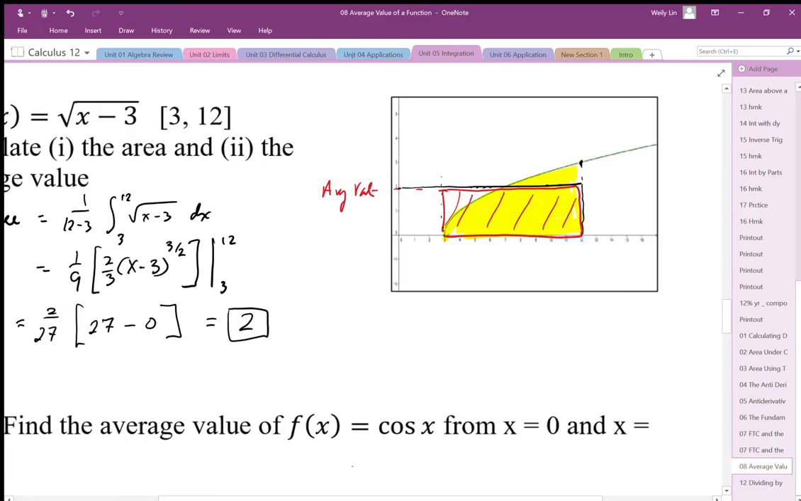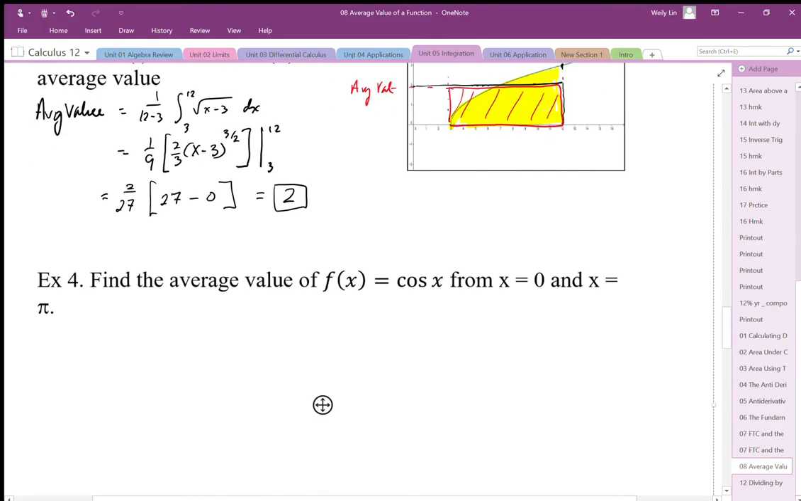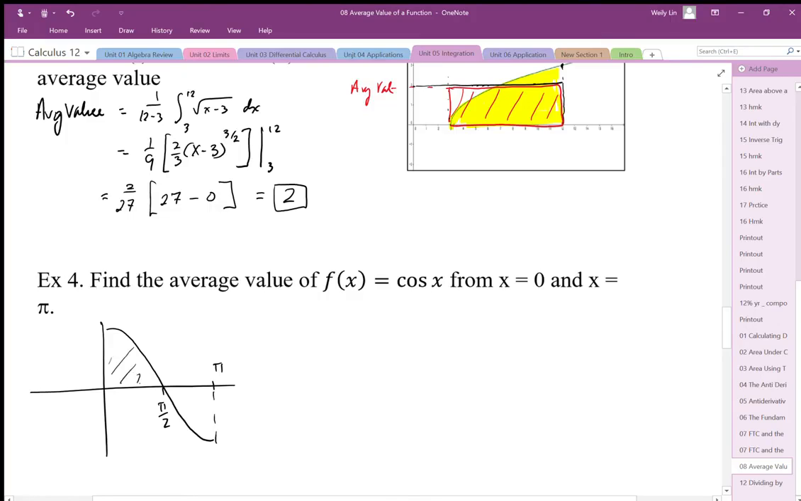So let's take a look at the next one, cosine x from 0 to pi. This is kind of a trick question, or not necessarily a trick question, but if I look at 0 to pi, do I really need to integrate this? Just looking at the symmetry of this graph, I know the area above matches the area below, so my average value should be 0. Again, just for practice, we're going to actually do it, and we should get 0.